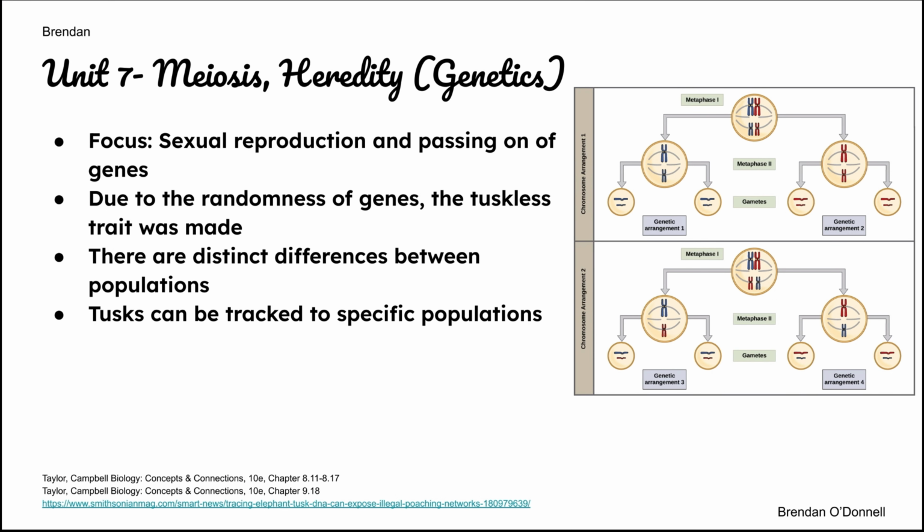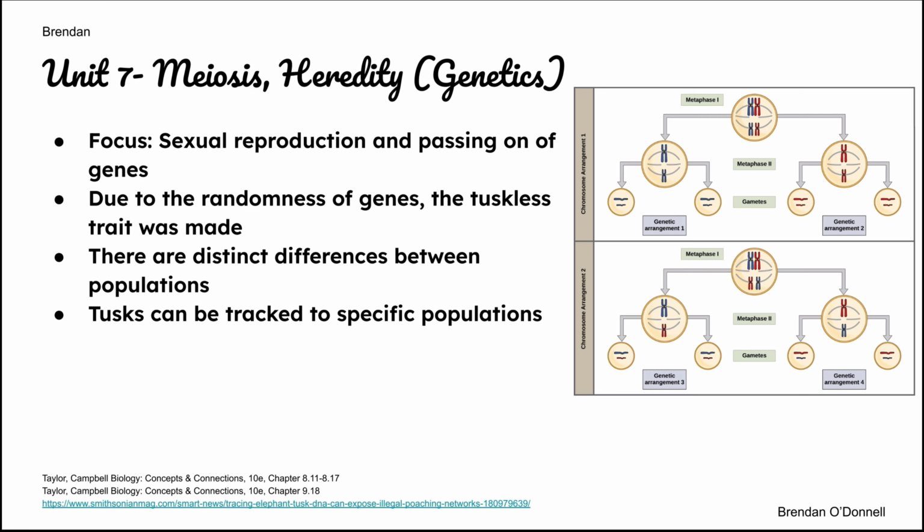Through meiosis and heredity, biology shifts from making identical cells to making unique ones. Meiosis is the process of creating gametes, sperm and egg cells, for sexual reproduction. Through crossing over and independent assortment, meiosis ensures that genes are mixed randomly, creating genetic diversity in the next generation. It is this exact process of heredity that caused the tuskless trait to spread so rapidly in Mozambique.